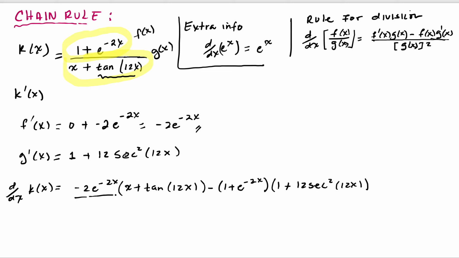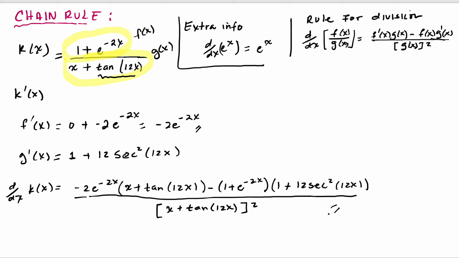And all of that must be divided by g of x squared. Here we go: x plus tan of 12x, and everything squared. And there you have it. That is the first derivative of k of x.